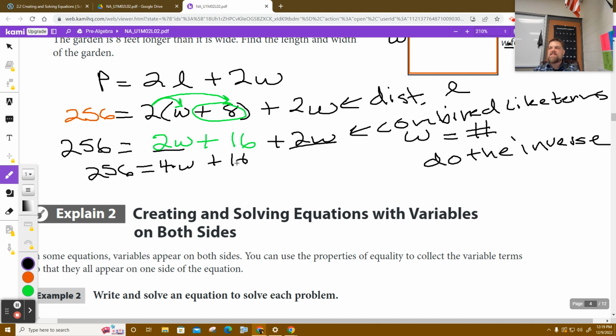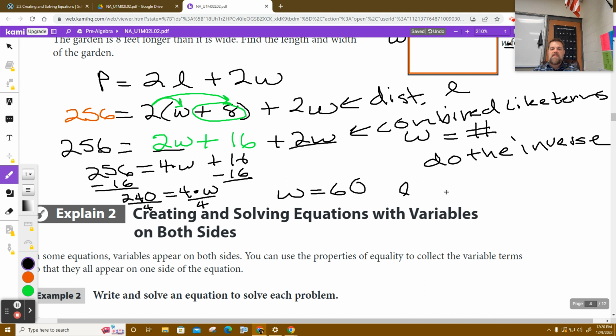So if I'm adding 16, what's the inverse of adding 16? Subtracting 16. Very good. You guys must have an excellent math teacher. So then this becomes 240, and that's equal to 4W. Now 4W means 4 times W. What's the inverse of multiplying by 4? Dividing by 4. And whatever we do on one side, we do to the other. So that means that W, what's 240 divided by 4? 60. So that's the width.